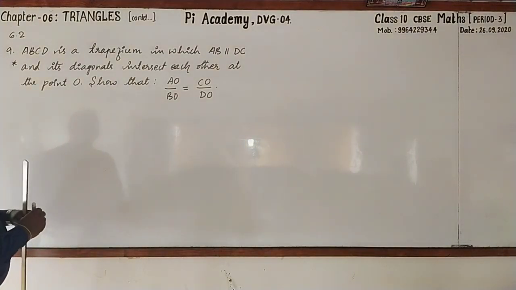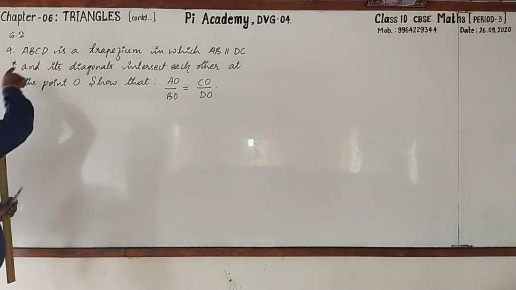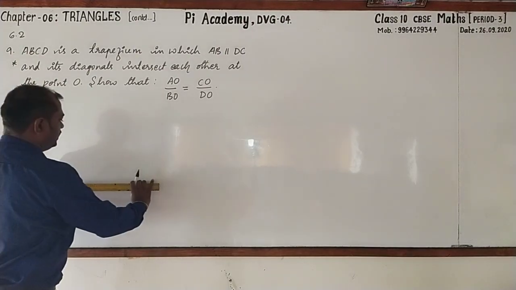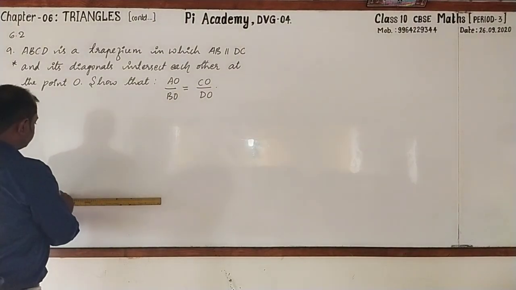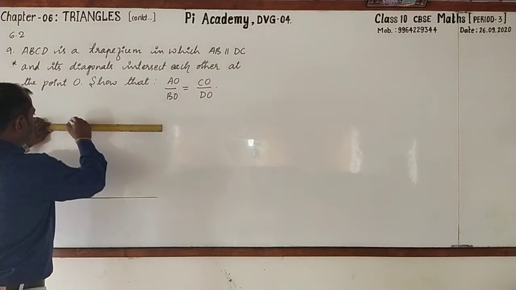Yes, let's go for proving this. What has been given? A trapezium, and it has been named as ABCD. So first let's go for drawing the trapezium. Please go for taking scale and pencil and draw trapezium. Here I am drawing that.